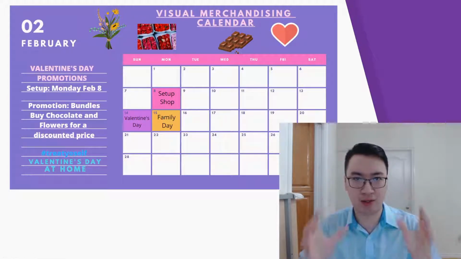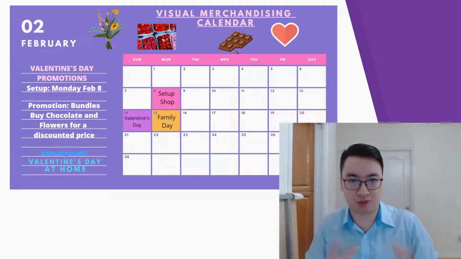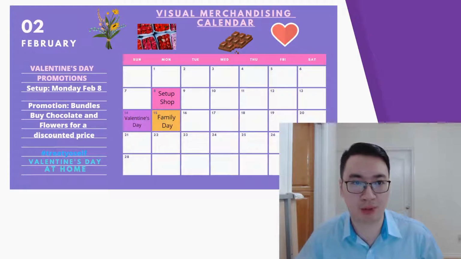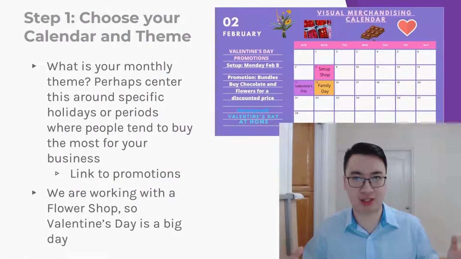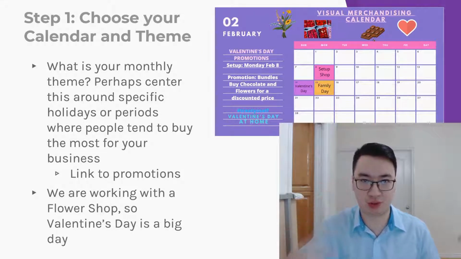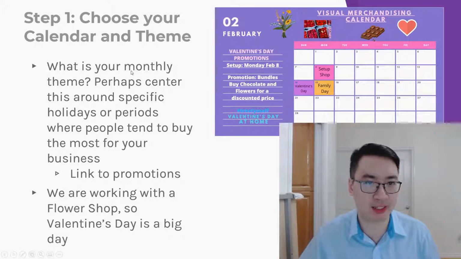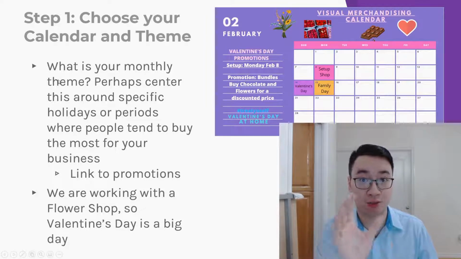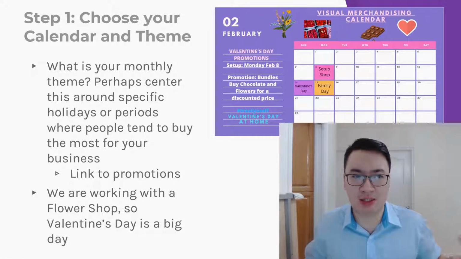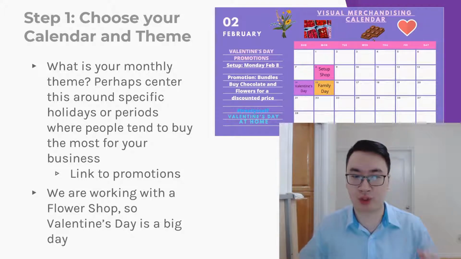So this is a one-stop shop for all of your visual merchandising organization and planning. And you can put important dates and details for the promotions. So obviously first you want to pick your calendar. I used Canva to create this. You can have the actual notes here and the calendar and have links. This was very easy for me to create. It's important to highlight a specific theme and the promotions that you want to offer. Perhaps center this around some specific holidays, periods where people tend to buy the most for your business.